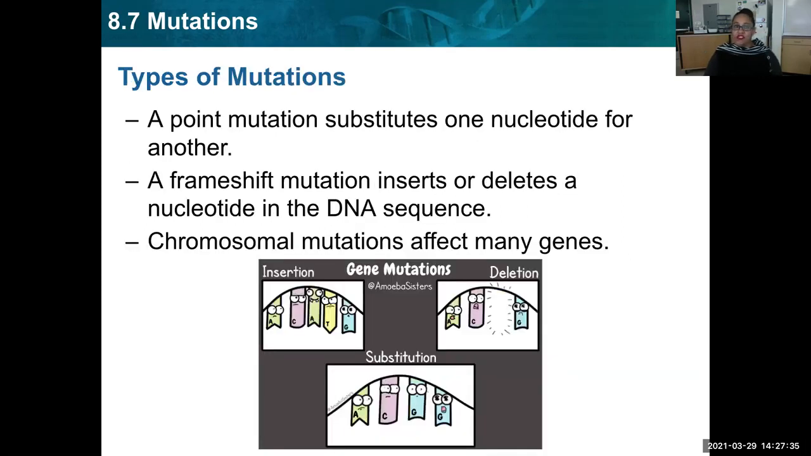There's different types of mutation. A point mutation substitutes one nucleotide for another. It can also be called a substitution mutation. A frame shift mutation inserts or deletes a nucleotide in the DNA sequence. And as we read our codons by 3 by 3 by 3, if you insert one or delete one, the whole reading frame shifts over. And then chromosomal mutations affect many genes.